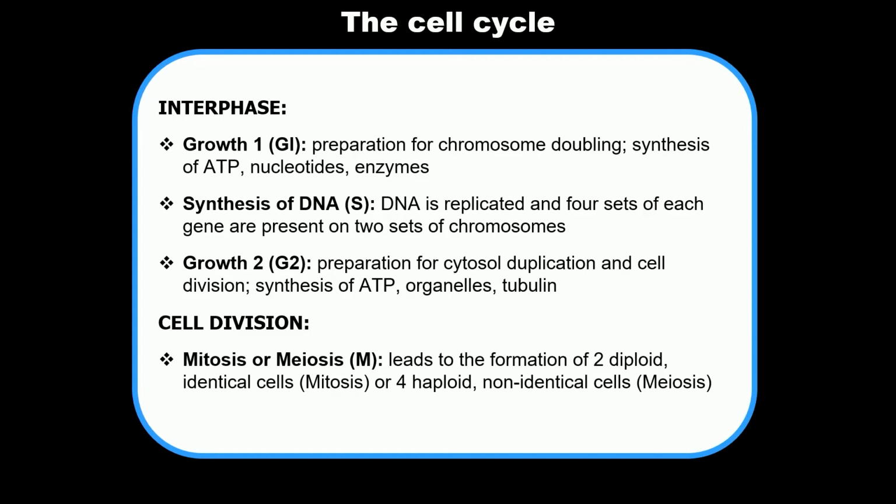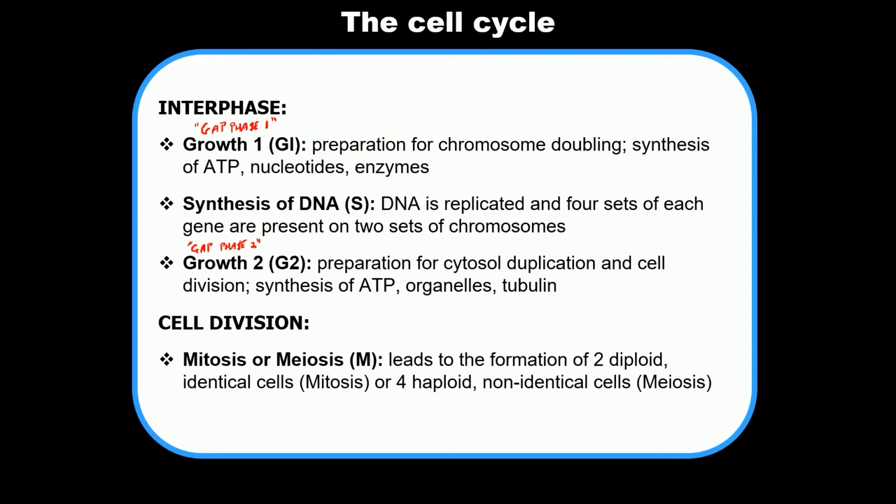G1 is gap phase 1. That's what the G stands for, is gap phase, but I like to think of it as growth phase 1 because that's primarily what's happening. The cell is growing during gap phase 1. It just finished its last mitosis, so we've just split into two daughter cells and they are now half the size of the original parent cell. So what do they have to do? They have to put on some size. They need to recover from that cell division. We're going to need to prepare for the next chromosome doubling. We're going to need to synthesize more ATP. We're going to need to make some more nucleotides.